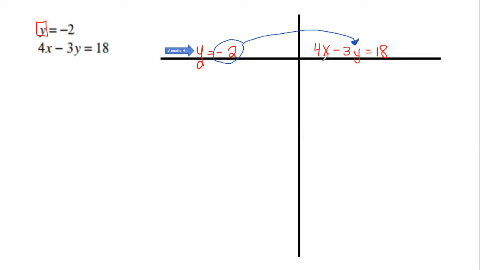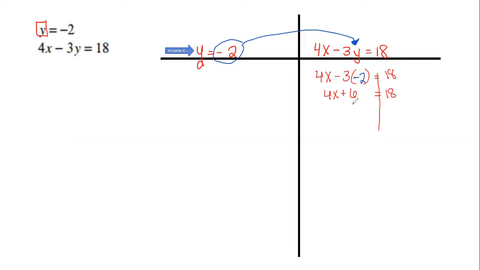All right, so what I have is I have 4x minus 3, and instead of a y there, I said y is equal to -2, so I'm going to plug in -2. So 4x minus 3 times -2 equals 18. Now this is just a normal equation that we know how to solve because we've been learning to solve these for a while. So I like to draw my little line and then we're going to simplify it. So this is going to be a -3 times a -2 is a +6. So I have 4x plus 6 equals 18.